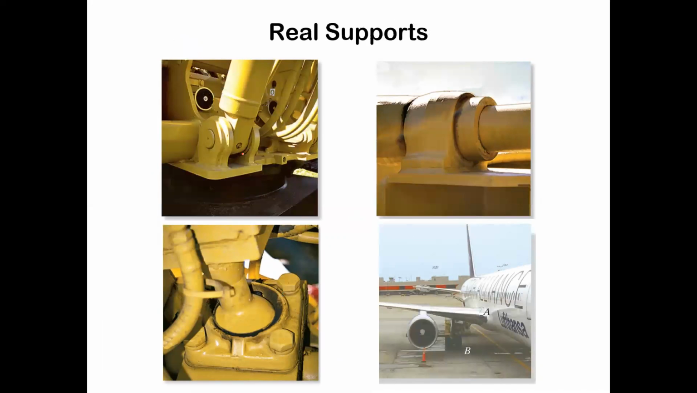You can see some examples of real supports, ball and socket, right? What's this thing? Some kind of bearing, could be a journal or a truss bearing. This is kind of a pin. This would be what? At A. Fixed support. Yeah, the wing is just fastened straight to that fuselage.